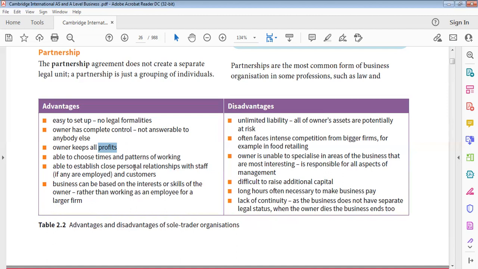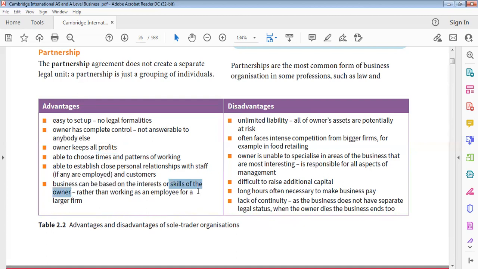Don't worry. All right. And then you can choose your time of working. You have flexibility of working, right? You can go to the office anytime you want. You have freedom. And then you can benefit from the skills of the owner. So that is a main advantage of partnership.